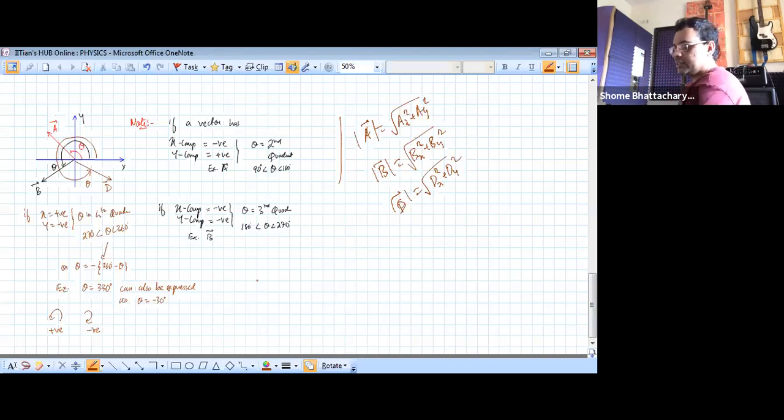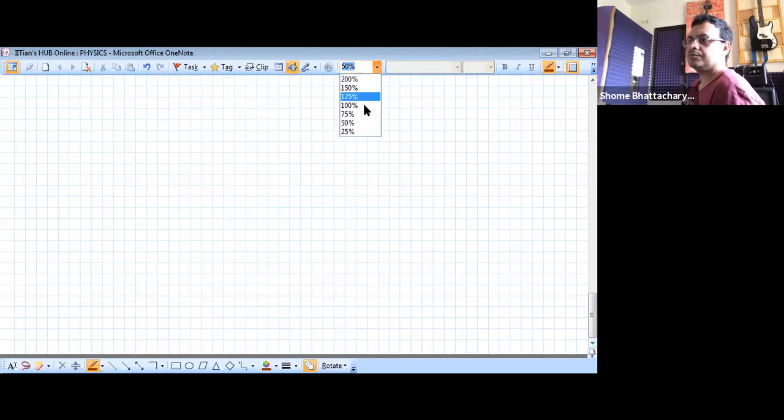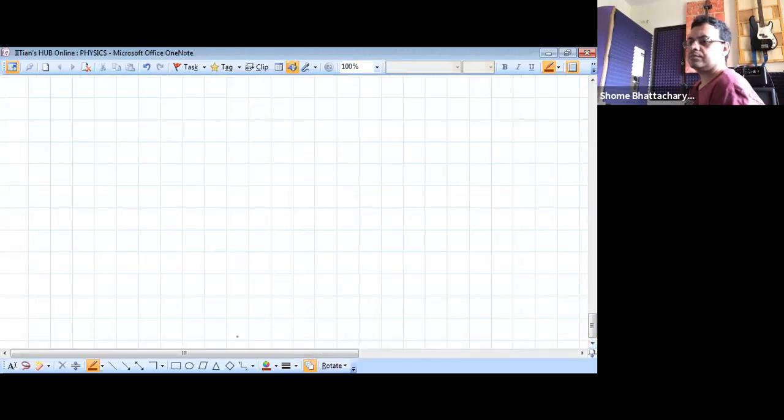So if both components are positive, first quadrant. If x is negative, y is positive, second quadrant. If both components are negative, then third quadrant. And finally, if x is positive and y is negative, then fourth quadrant. Okay. So this is something very important and critical. So let us look at a couple of examples and understand this.